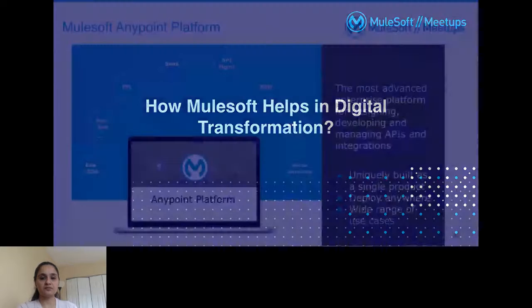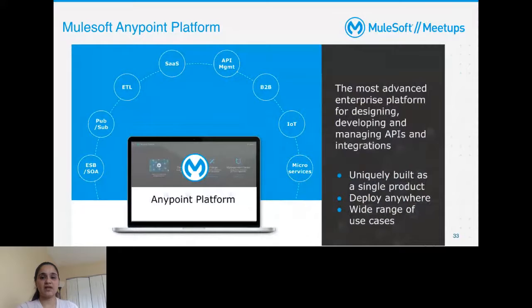With MuleSoft, as we all know, the Anypoint platform is the most advanced enterprise integration platform for designing, developing, and managing APIs and integrations. It's a complete one-stop solution. You can connect systems like ETL, SaaS applications, do API management, business to business, Internet of Things, and microservices. Everything you can manage with only one platform, the MuleSoft Anypoint platform.